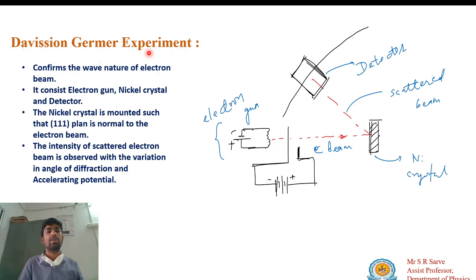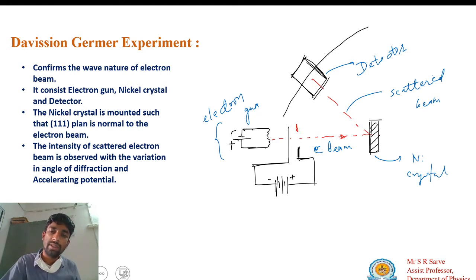This Davisson-Germer experiment shows the electron as a wave, which confirms the wave nature of the electron beam. So this is the experimental setup for the Davisson-Germer experiment. It consists of an electron gun, from which the electron beams come out, and this one is the cathode potential.